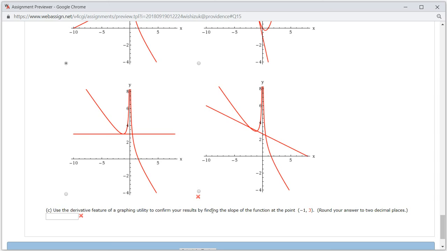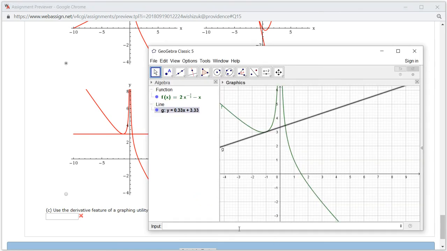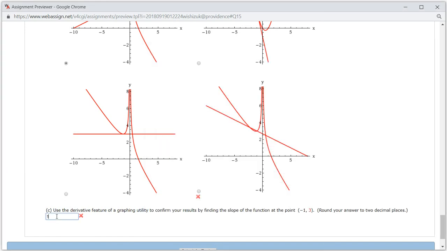It says use the derivative feature of the graphing utility to confirm your result by finding the slope at the point. So here I'm going to use GeoGebra. All I have to do is f prime of, this is at negative 1. So hit enter. You can see that this is 0.33, which is equal to 1/3. So it's 1/3. So let's check the answer.